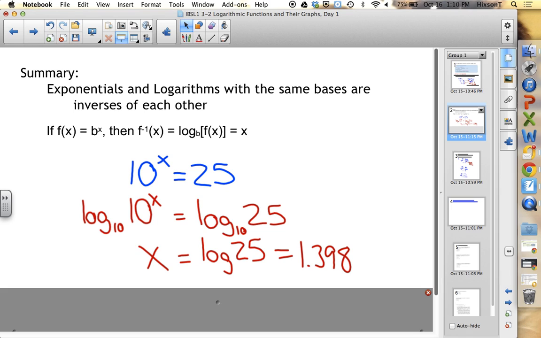And we will look at how to use your calculator to find those. But understand the concept here. Anytime you have an exponential, you look at that base, and that's going to be the base of the logarithm.